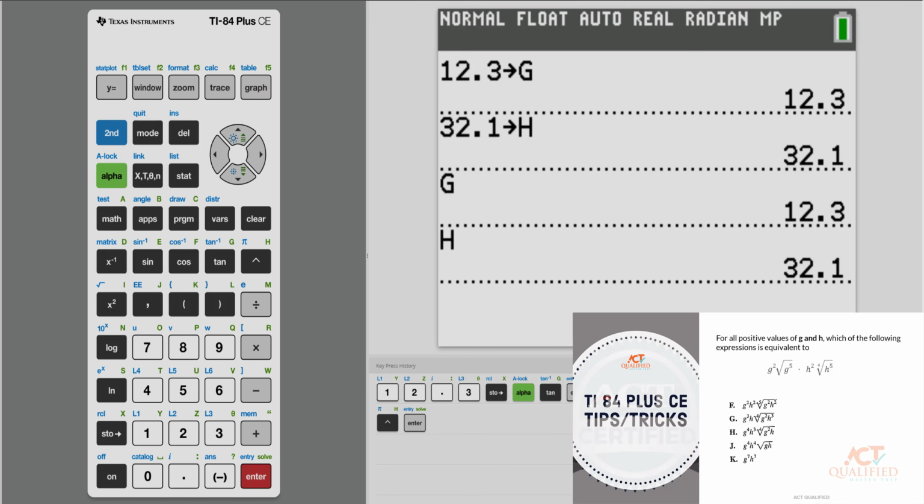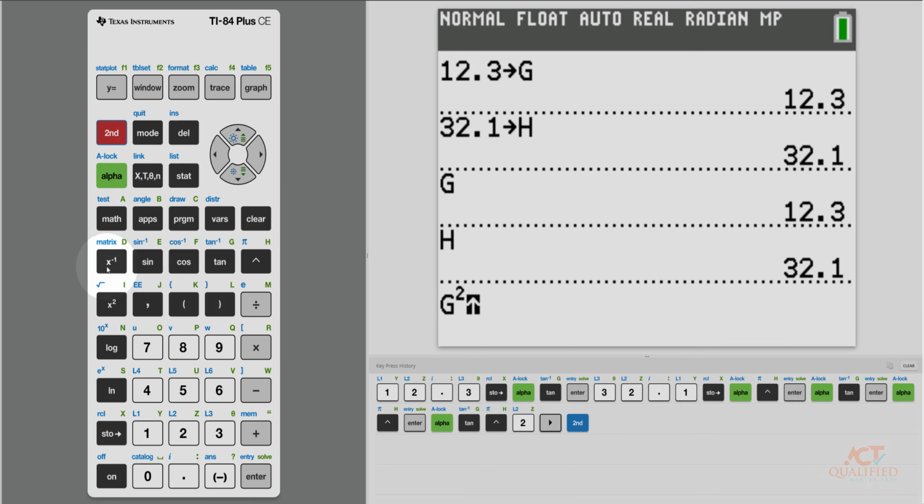Press alpha, g. Press caret, 2, tab right. Press second, square root. Press alpha, g, caret, 5. Tab right twice to get from under the radical.